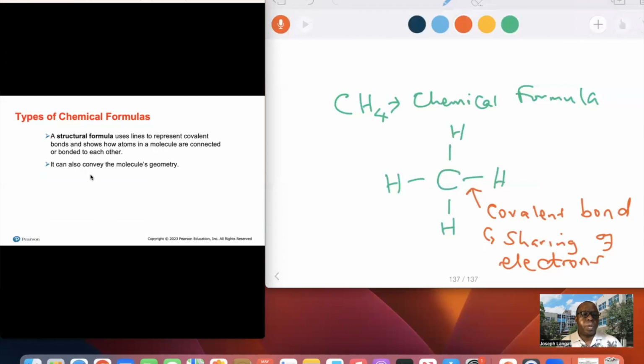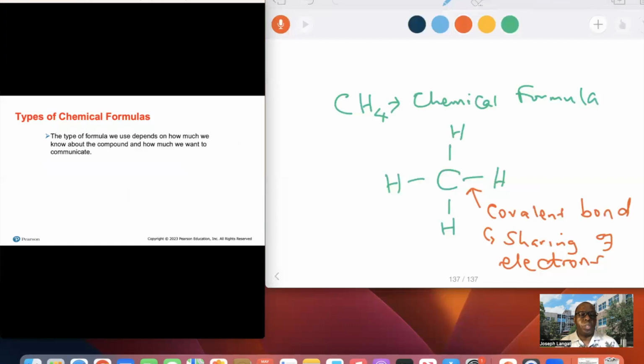It can also conveniently convey the molecular geometry. We look at the molecular geometry in chapter 8 or 9 down towards the end of the course. We will look at the molecular geometry in detail. Here is H2O2, I mean peroxide. This is the structure of peroxide, not H2O. And you see the connection between the atoms in peroxide.